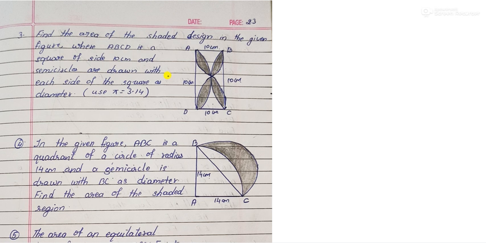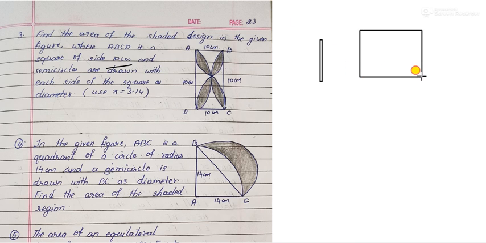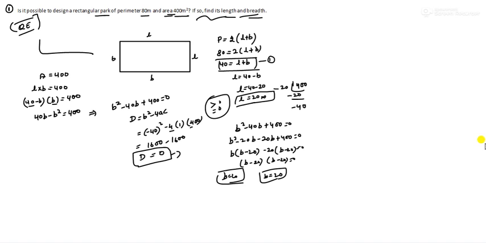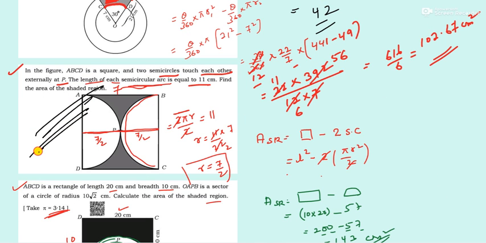And again, ABCD is a square of side 10 with semicircles drawn. So actually this is a square. In this figure it doesn't look like a square, but that is a square. Let me show you. It is something like this. And they have given semicircles. That question is again similar to the one which we solved. I think it's here. So let me not solve it. Yes, that is similar to this question. So try to solve it like this.